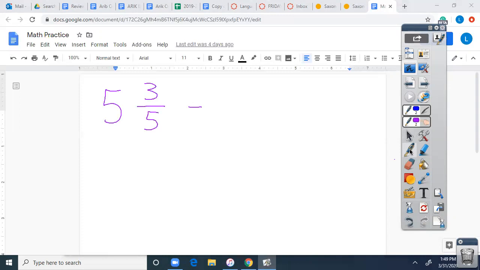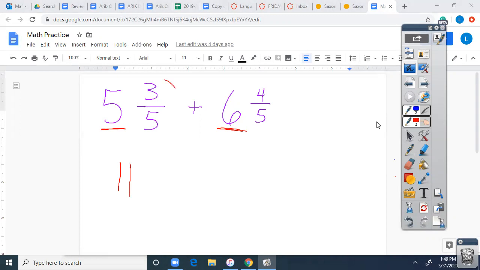3/5 plus 6 4/5. Okay, we talked about this when we talked about adding fractions and mixed numbers. Remember, we are going to break it up into 2 different pieces. The first thing we're going to do, we're just going to do the whole numbers. 5 plus 6 is what? 5 plus 6 is 11.